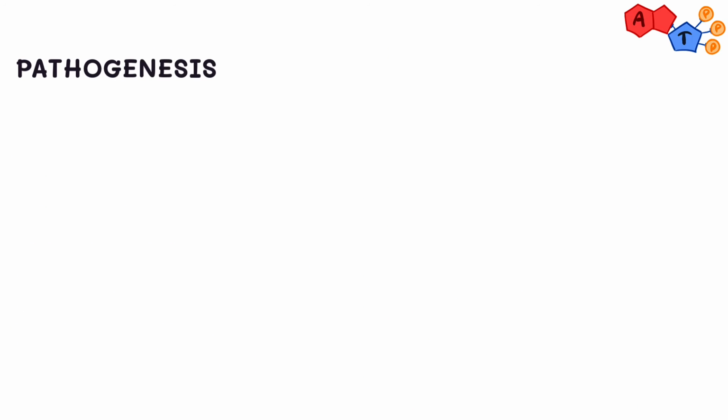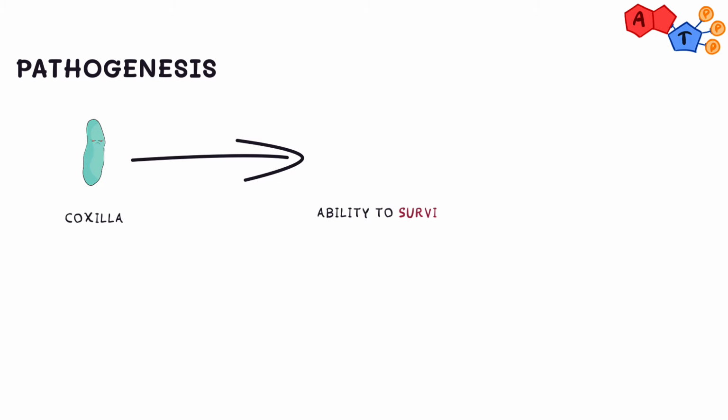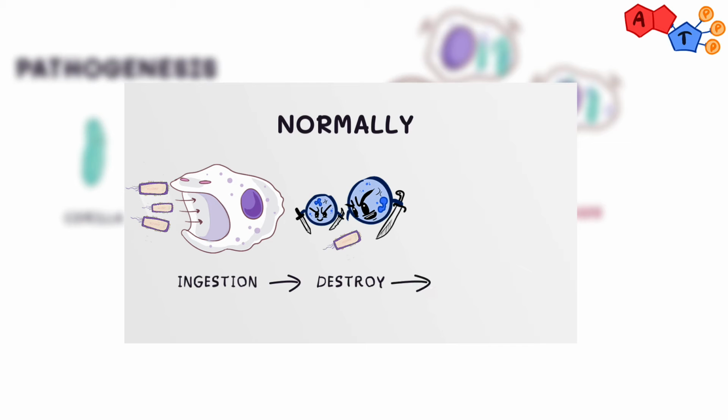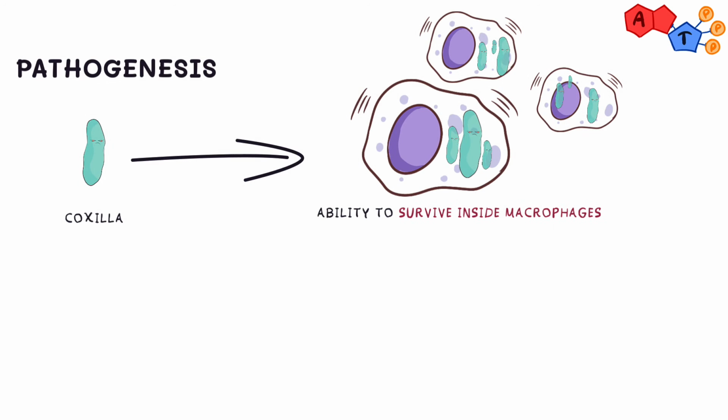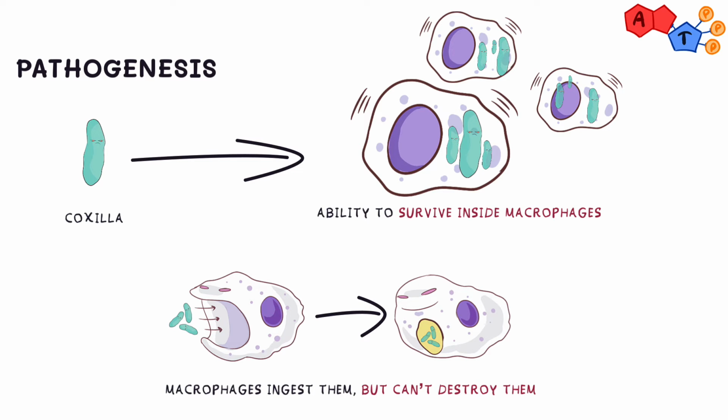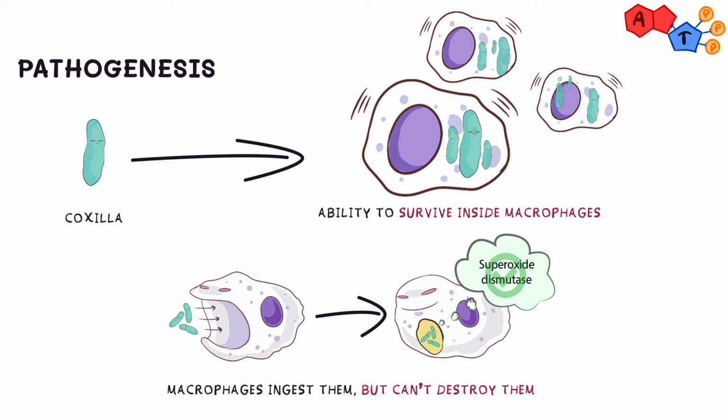We mentioned previously that Coxiella can survive in extreme environments. This happens due to its ability to survive inside macrophages. Normally, what happens is bacteria is ingested by a macrophage and then gets destroyed and we remain healthy. With Coxiella, however, macrophages ingest them but are unable to destroy them. This is because Coxiella inhibits the final phagosome maturation step by producing superoxide dismutase enzyme that protects it from being killed. So what happens is Coxiella gets entrapped into the autolysosome and just sits inside the macrophage.